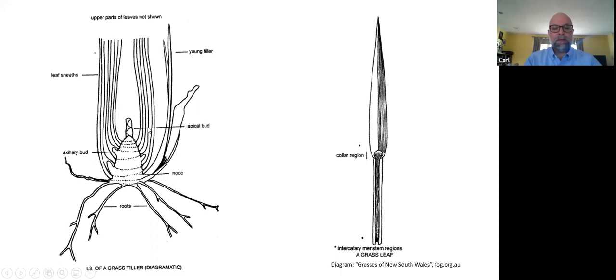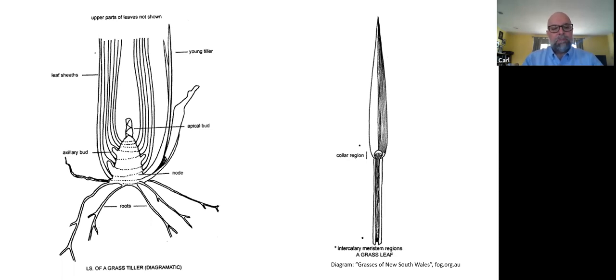So these would be the leaves that are coming out of each tiller. A tiller is a shoot. A grass plant consists of a collection of tillers, and each one of these has their own growth point. When the grass is in its vegetative state, meaning that it's putting out a lot of leafy growth, that growth point stays close to the ground.